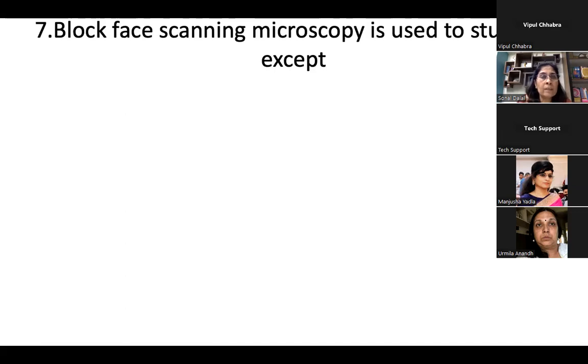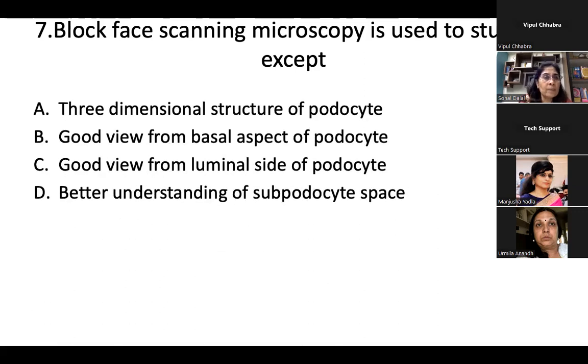Question number 7. Block phase scanning microscopy is used to study all of the following except: option A, 3-dimensional structure of the podocyte. Option B, good view from basal aspects of the podocyte. Option C, good view from the luminal side of the podocyte. And option D, better understanding of the subpodocyte space. Your time starts now.